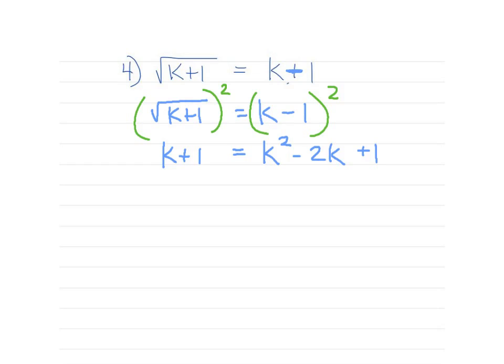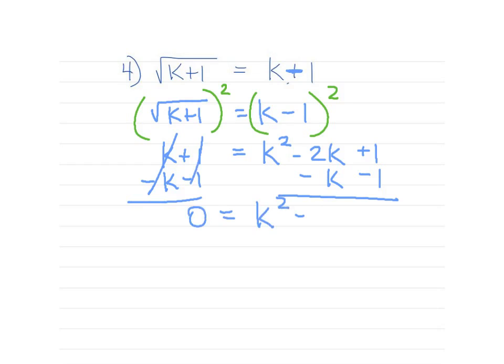Right, now what we need to do is, we're solving a trinomial, we need to make this equation equal to 0. So, let's do this. Let's subtract k and subtract 1. And we'll do the same on the other side. We'll subtract k and we'll subtract 1. So on this side, we're left with 0 equals. Here we bring down k squared minus 3k, and the 1's cancel each other.